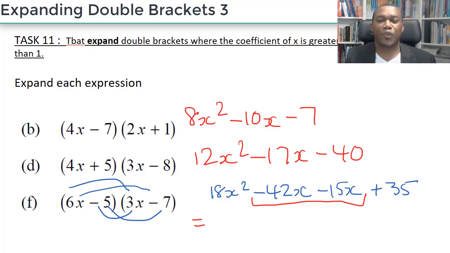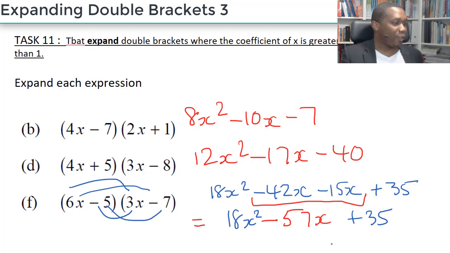Minus 42 minus 15. That's going down the number line further away from 0. So 42 and 15 is 57. Minus 57x. So your final answer is 18x squared minus 57x plus 35. That's what you're looking at for F, and I'm double checking. So that's what you should have had, and that is task 11.